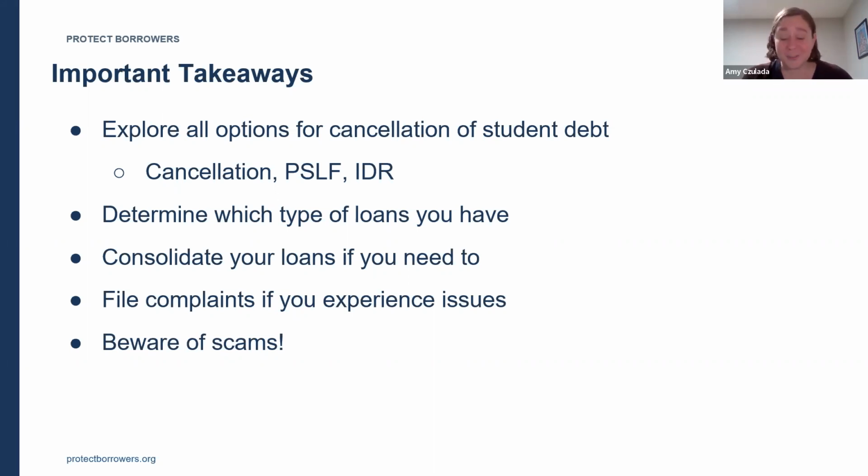Certainly, if you experience any issues, please file complaints. These are really useful in building policy for the future. And so you can complain to the Consumer Financial Protection Bureau. You can complain to the Federal Student Aid Ombudsperson. And then also some states have ombudspersons at the state level, and we keep a list of those on our website that I'll also share out tomorrow. So feel free to complain to your state ombudsperson as well.